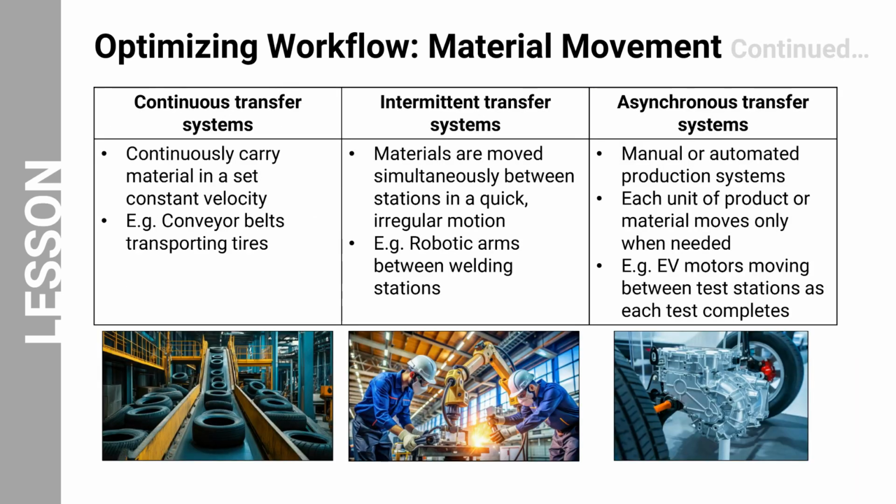The 3 types of transfer systems are explained in this table. Continuous transfer systems move material at a constant velocity, as seen in conveyor belts transporting tires. Intermittent transfer systems move materials simultaneously between stations in quick, irregular motions, such as robotic arms operating between welding stations. Asynchronous transfer systems, which can be either manual or automated, move each unit of the product only when needed, like EV motors moving between test stations as each test completes.